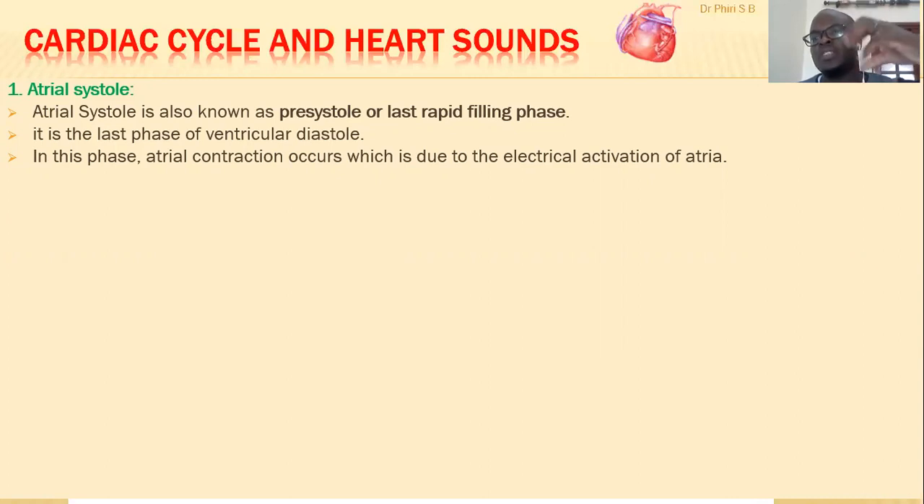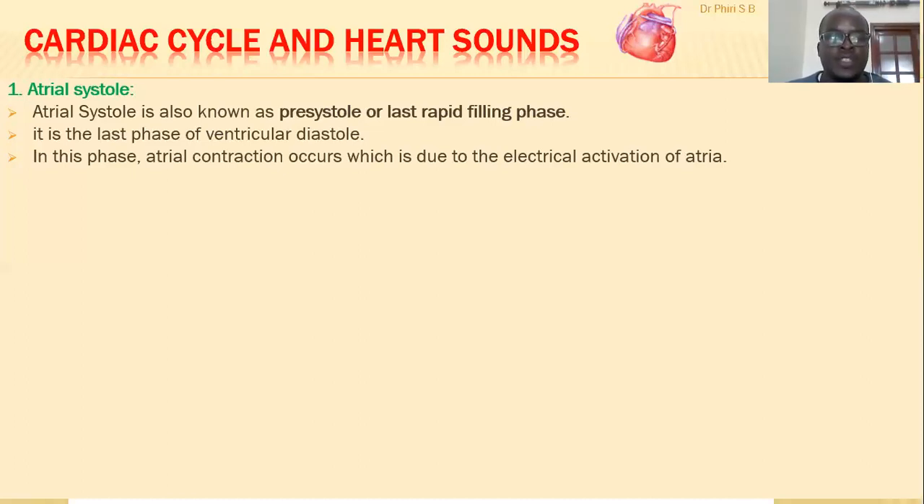So the movement of blood from the atria into the ventricles is also rapid because of that contraction. That will increase the atrial pressure. So you have the last rapid filling. It is the last phase of ventricular diastole, so you know to say that when the ventricles are relaxing, that's when you have the atrial systole.